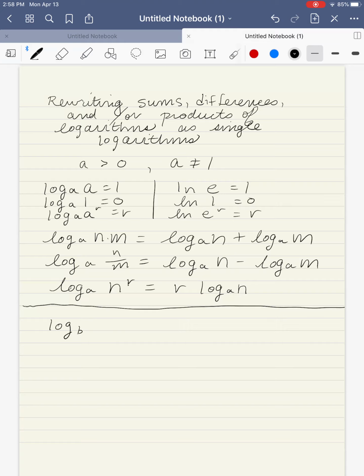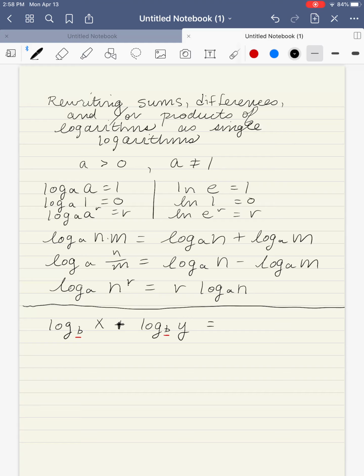So for instance, let's say that I start with the logarithm base b of x plus the logarithm base b of y, and I want to rewrite that as a single logarithm. The first thing that I have to do every time when I'm rewriting as a single logarithm is that I must make sure that my base is the same. None of these rules work if the base is not the same. So after I've double checked, I have base b, the same base.